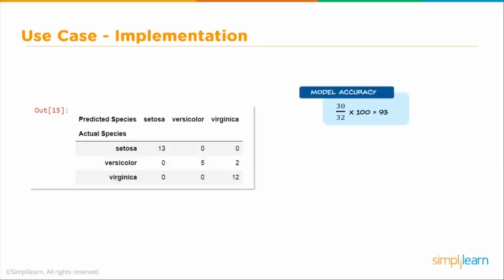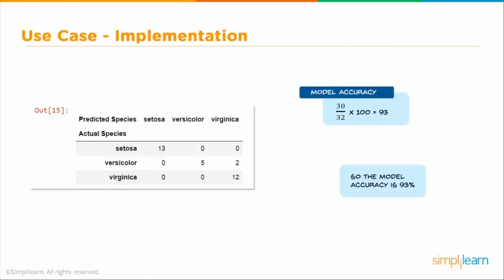So we'll say that the model accuracy is 93. That's just 30 divided by 32. And if we multiply it by 100, we can say that it is 93% accurate. So we have a 93% accuracy with our model.